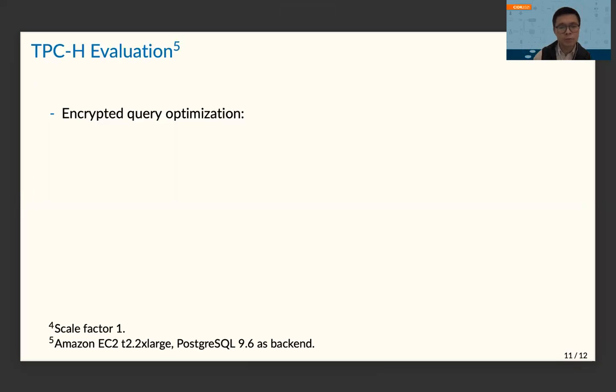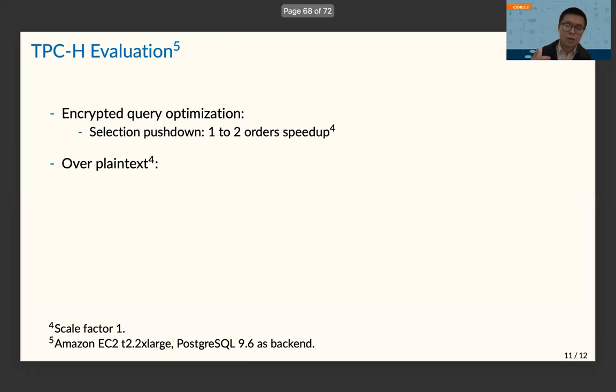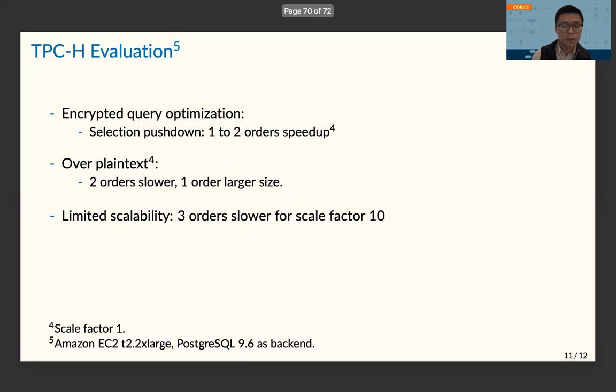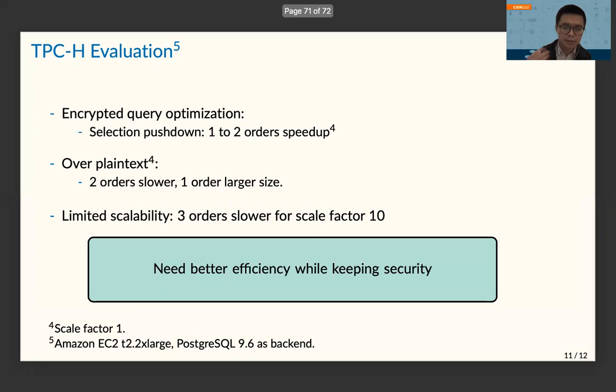Now let me show you the first pass of the evaluation. The most important one is the encrypted query optimization. Here, selection pushdown has 1 to 2 orders of magnitude speedups. For the entire benchmark compared to plaintext, it has 2 orders of magnitude slowdown and 1 order of magnitude larger size. In terms of scalability, it's still quite limited. It has 3 orders of magnitude slowdown for scale factor 10. So the takeaway is that even though we are able to solve encrypted query optimization for the first time for a structurally encrypted database, it still needs a lot of work in terms of improving efficiency while keeping the good security.